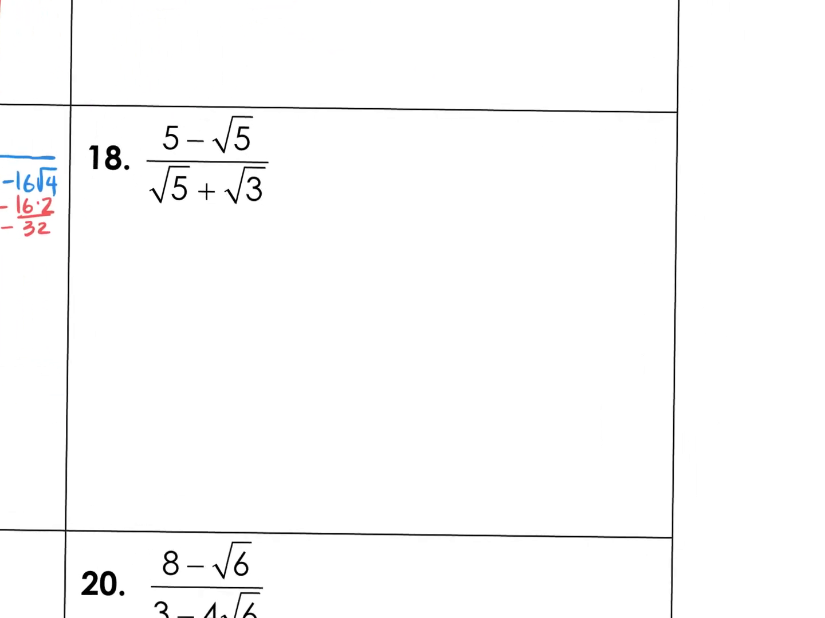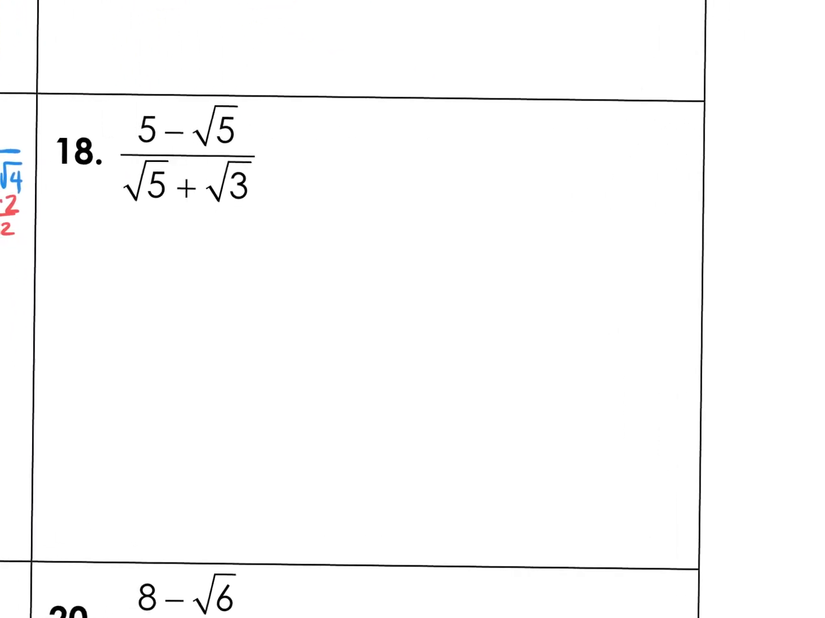All right, number 18. Things get a little more complicated when we have binomials both in the top and in the bottom, but the process is still the same. We are going to multiply by the square root of 5 minus the square root of 3 on both the top and the bottom.